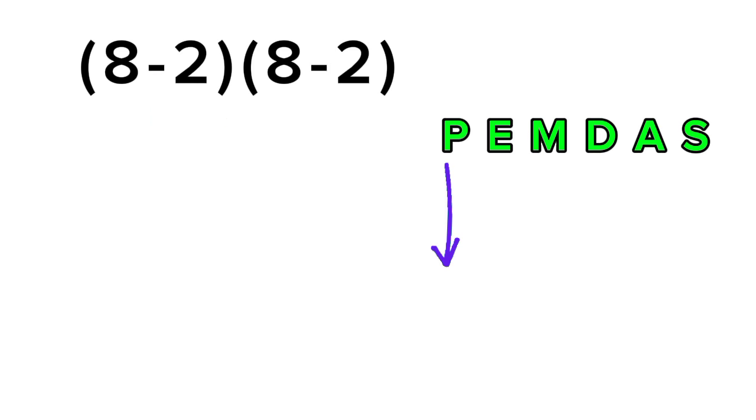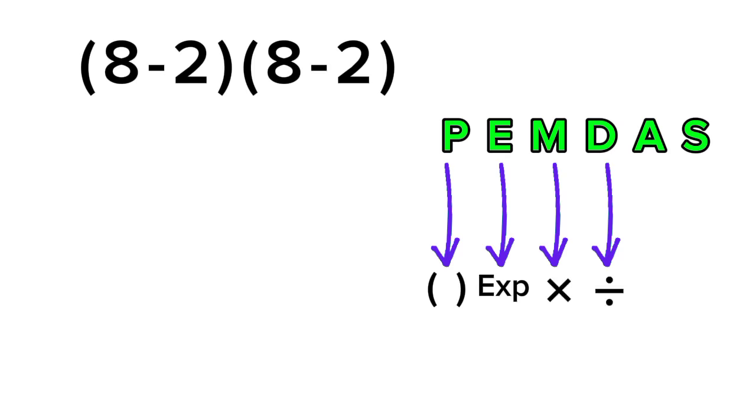Let's break that down. P stands for parentheses, anything inside parentheses comes first. E stands for exponents. M and D stand for multiplication and division, and they share the same level of priority. And finally, A and S stand for addition and subtraction, which come last. So remember, parentheses first, then exponents, then multiplication or division, and finally addition or subtraction. And both multiplication and division go from left to right, just like addition and subtraction do.